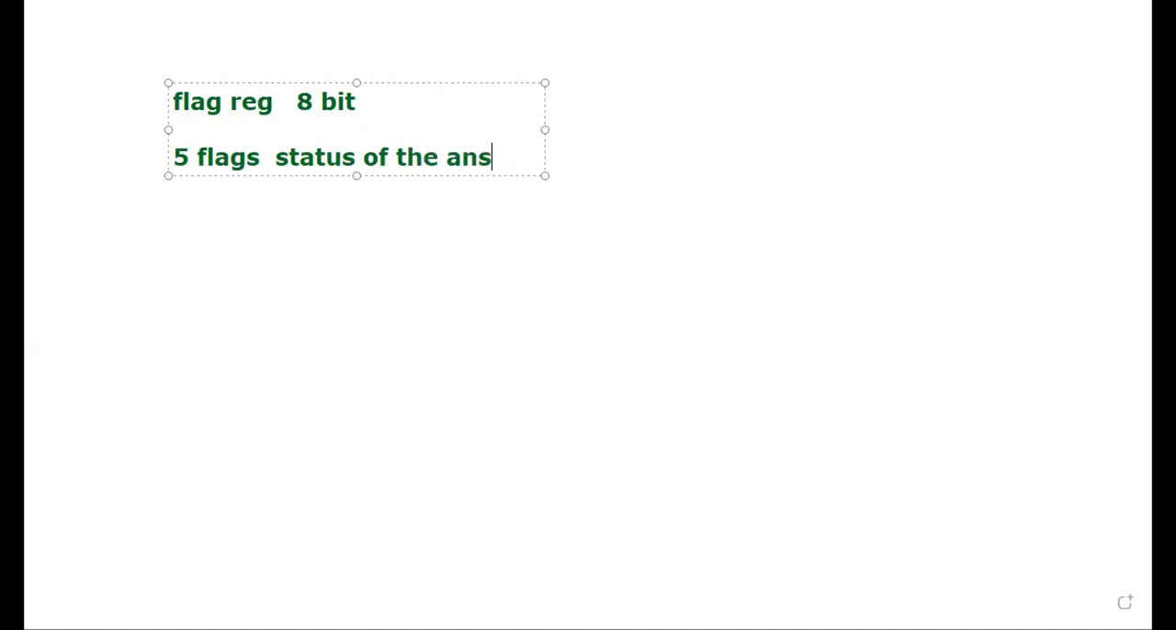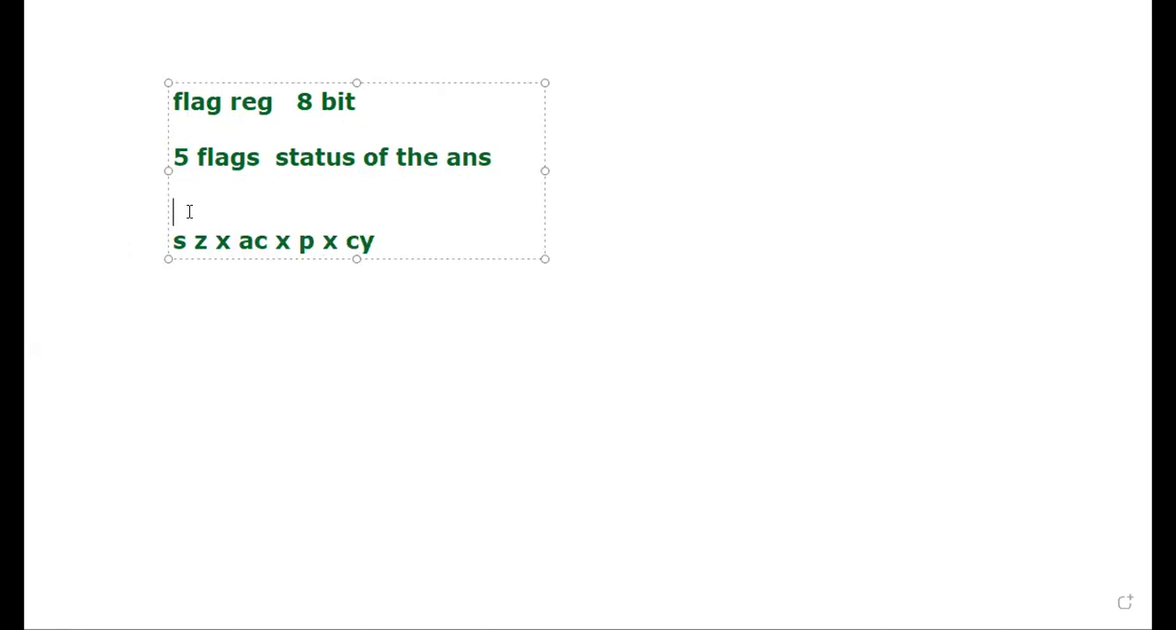Then the next question which is usually asked is about the flag register. The flag register is called the status register, which is an 8-bit register. It has only 5 flags, which give the status of the answer. So what is the structure of the flag register that you should learn by heart? Sign, zero, don't care, auxiliary, don't care, parity, don't care, carry.